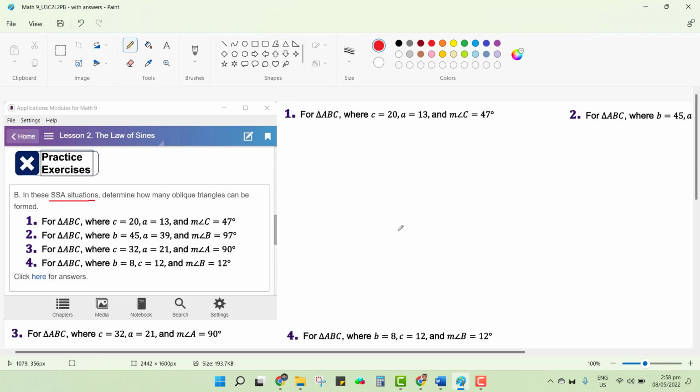This is a unique situation here because for SSA situations, there are some concerns that may not be true, or there might be more than one triangle that can be formed. That is why I separated this, so that I could also discuss this to you and make you understand that there are plenty of situations that will happen under SSA conditions.